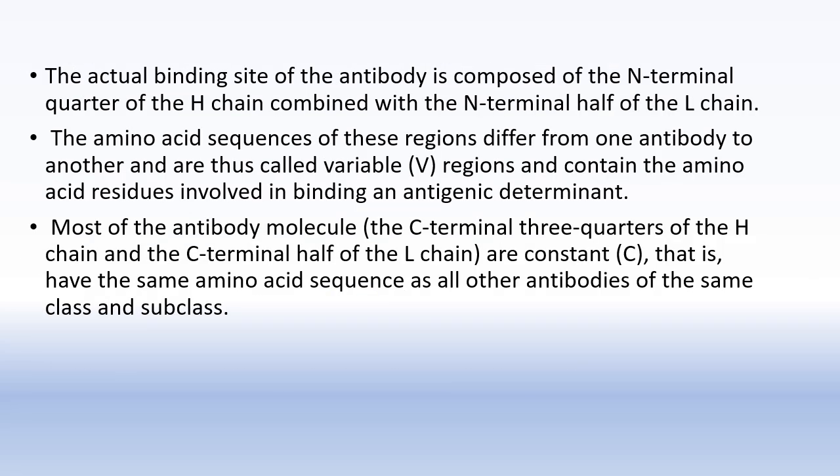The actual binding site of the antibody is composed of the N-terminal quarter of the H chain combined with the N-terminal half of the L chain. The amino acid sequences of these regions differ from one antibody to another and thus are called variable or V regions, and contain amino acid residues involved in binding an antigenic determinant. Most of the antibody molecule, the C-terminal three-quarters of the H chain and the C-terminal half of the L chain, are constant, C, that is, have the same amino acid sequences as all other antibodies of the same class and subclasses.